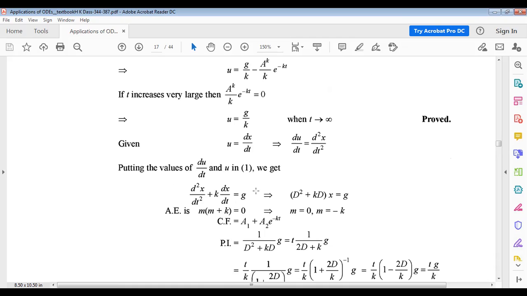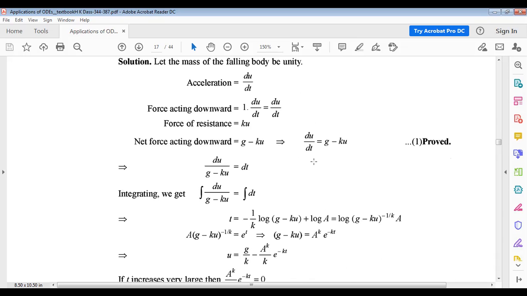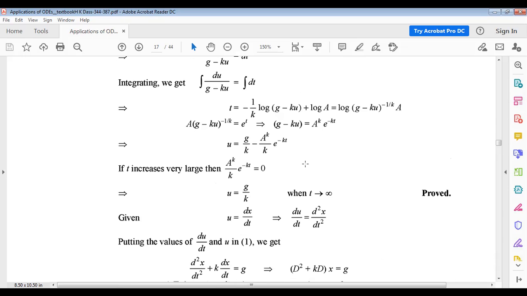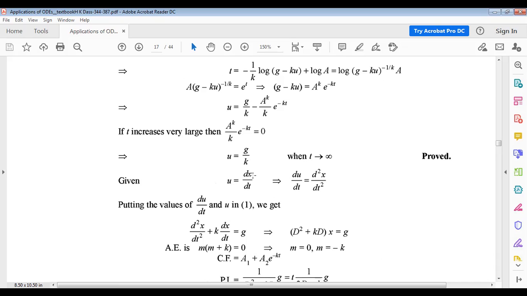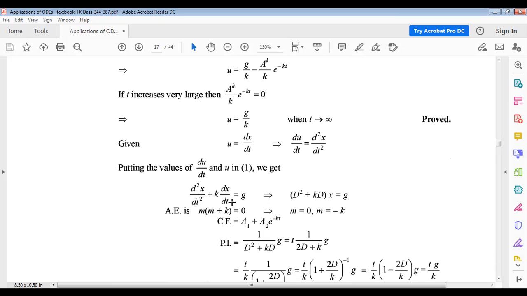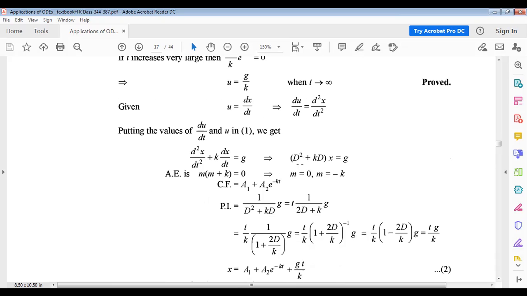Understand? From equation 1, u means what? u means dx by dt, and du by dt means what? d square x by dt square. Putting this in equation 1, we get this differential equation, and this can be written as (D square plus kD)x equals to z. We can solve this by constant coefficient method. Here capital D equals to what? d by dt, that means dx by dt.